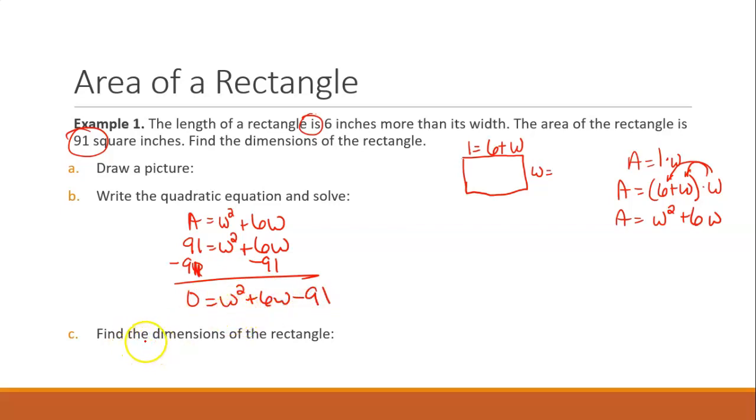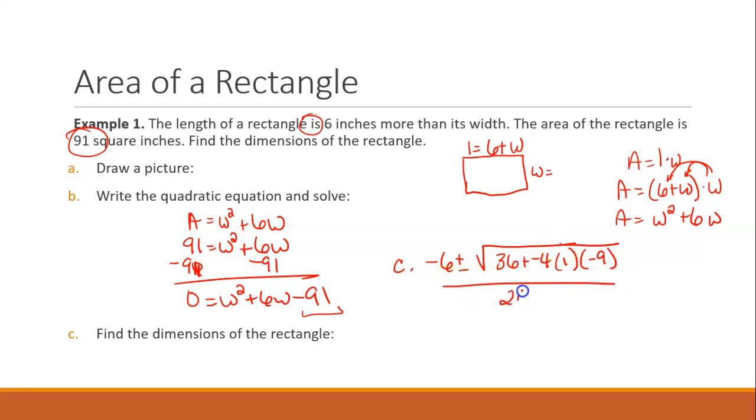And then in order to solve any type of equation that looks like this, we're either looking at factoring or the quadratic formula. Well, I don't know off the top of my head what the factors of negative 91 are, so I'm going to instead use the quadratic formula. So the quadratic formula starts with negative b, so negative 6 plus or minus the square root of b squared, which is 36, plus negative 4 times a times c, all over 2 times a.